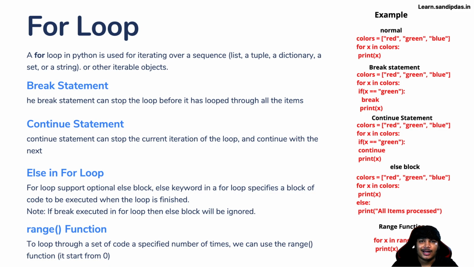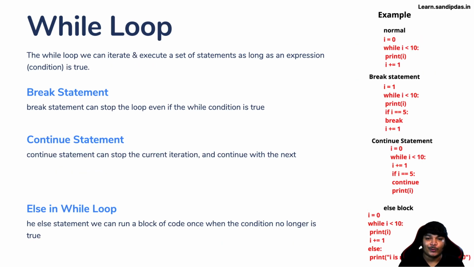Okay, now that you have learned how the for loop works, let's move to the next section, which is the while loop. Now let's learn about the while loop. The while loop can iterate and execute a set of statements as long as the expression or the condition is true. Now let me show you a quick example so you can understand it better.